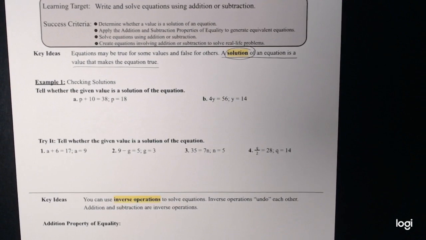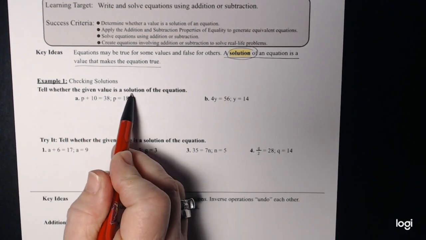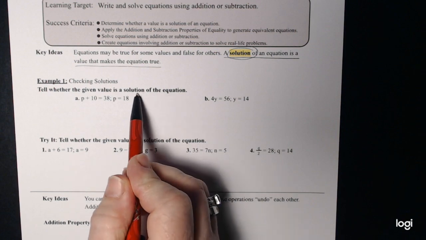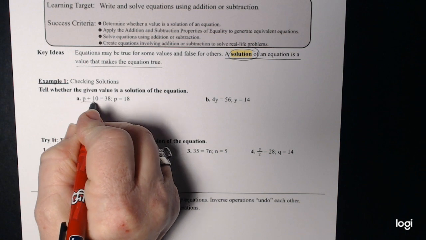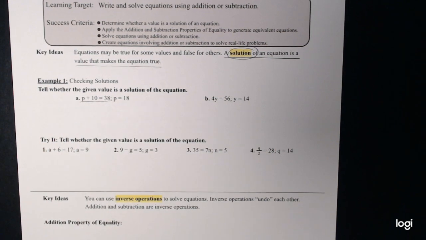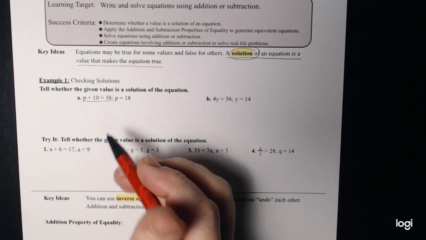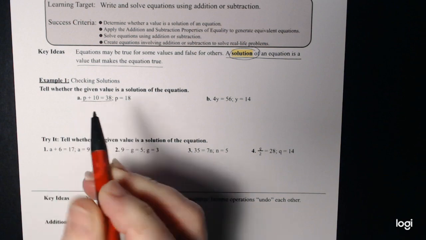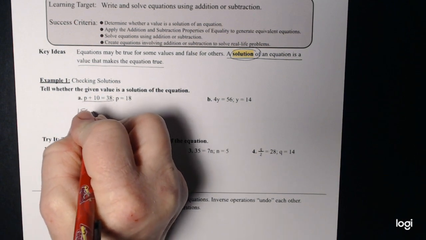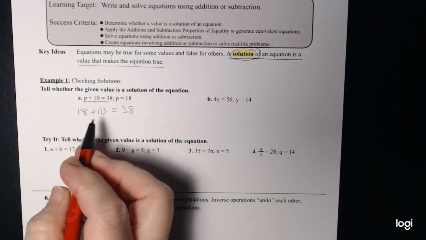If you move down here to example 1, the directions say tell whether the given value is a solution of the equation. So remember, a solution is what makes the equation true. So here's our equation. We'll underline it so we can find it. P plus 10 equals 38. Then we're given a solution that says P equals 18. Well, we have to prove whether or not that's true. So we take the 18, we substitute it in, and we say 18 plus 10 equals 38. We took the P out.